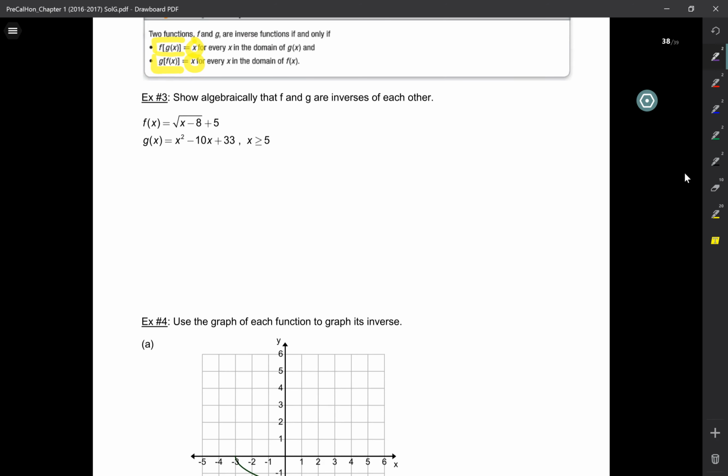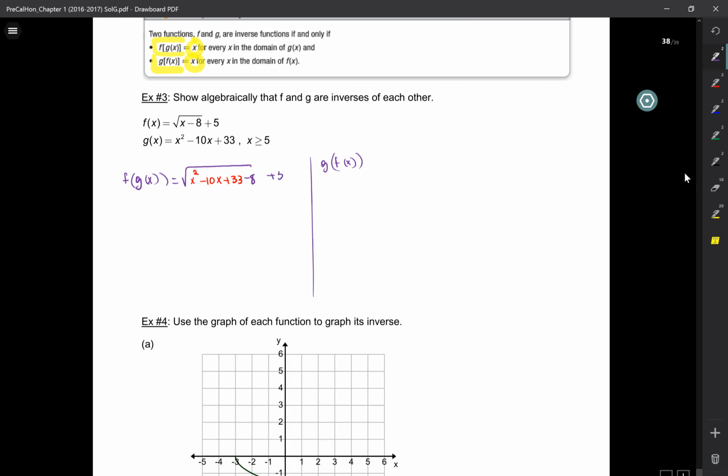So let's take a look at this one here. Let's see if f and g are inverses. So in the first case, we want to find f of g of x. And then we want to look for g of f of x. So in the first case, this is the square root of, now g of x is going to go in here, so x squared minus 10x plus 33 minus 8, and plus 5 out here.